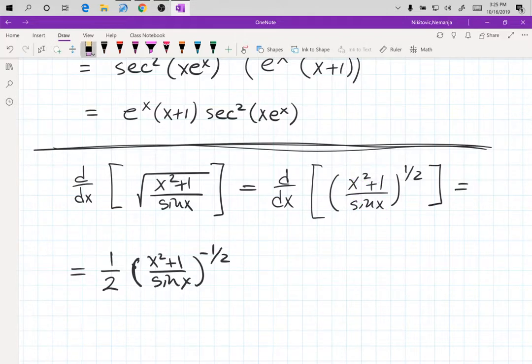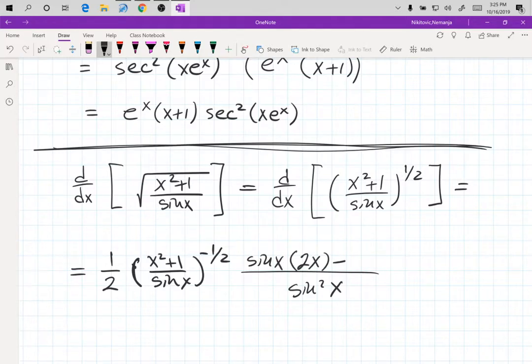which is the derivative of the inside, which is when the quotient rule kicks in. So you have your sine squared in the denominator, you have your sine x times the derivative of the top, which is 2x, minus, copy the numerator, which is this one, times the derivative of the sine, which is cosine x. And now we fix this the best we can.